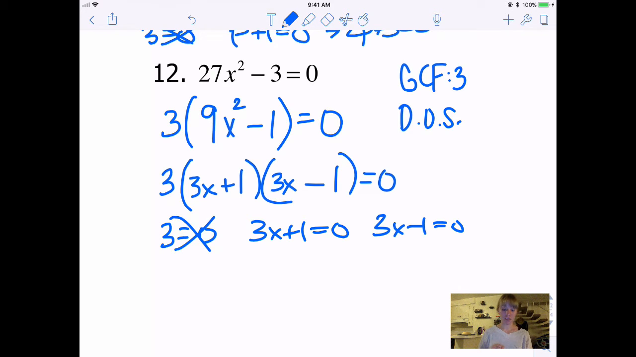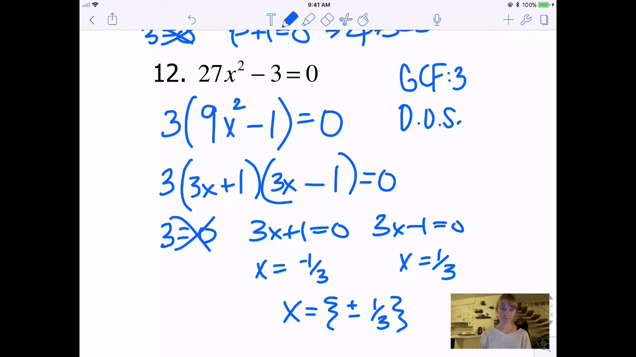This one doesn't make sense. This one, I'll end up getting x equals negative 1/3. This one, I'll get x equals positive 1/3. Please double check that math if you don't see it immediately. And we get x equals plus or minus 1/3.